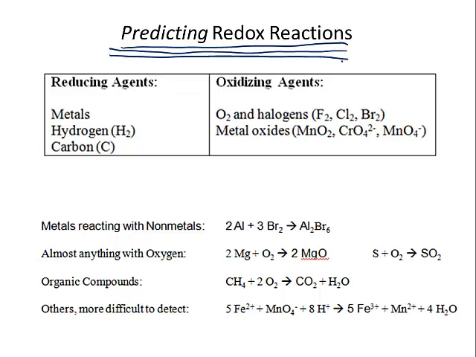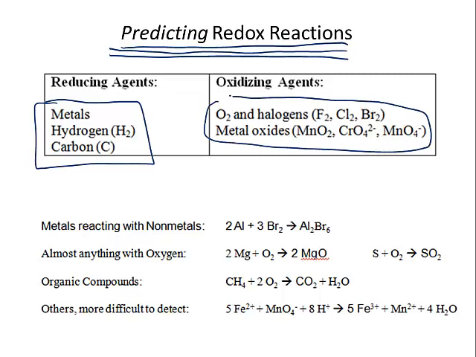You can, however, recognize likely things to undergo oxidation-reduction reactions. Common reducing agents are metals, elemental hydrogen, and elemental carbon. Those are things that are used very often to reduce other elements. Oxidizing agents are oxygen and the halogens, as well as some metal oxides, manganese dioxide, which is used in lots of batteries, and the chromate and permanganate ions are also used as oxidizing agents. And so reactions that involve those species are often, but not always, oxidation-reduction reactions.